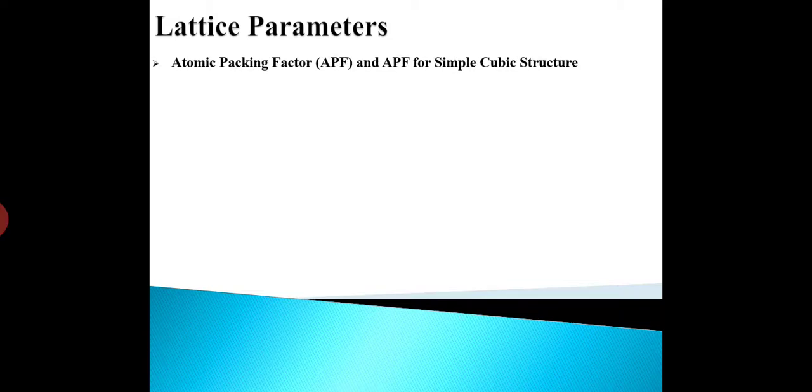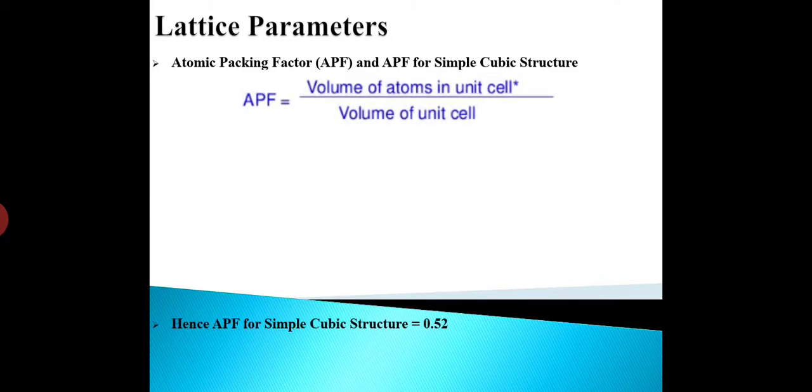The third lattice parameter is APF, the atomic packing factor. The atomic packing factor has the formula: volume of atoms in unit cell divided by volume of unit cell. The volume of unit cell is simple, as here we generally consider a cubic structure, and the volume of a cube is a cube. But the volume of atoms in unit cell is calculated using another formula: N average multiplied by the volume of an atom.